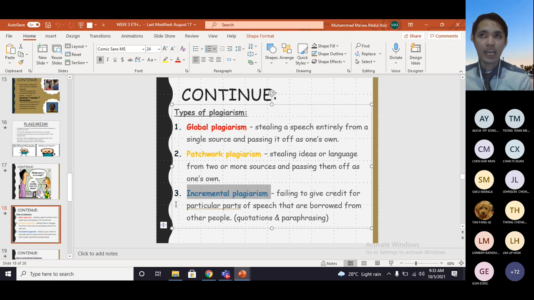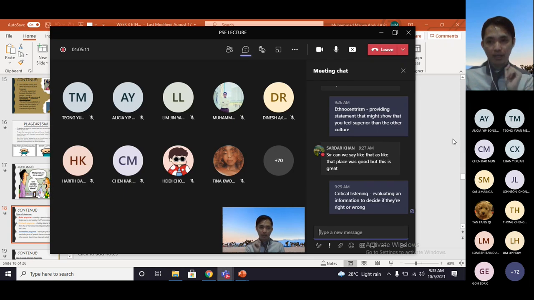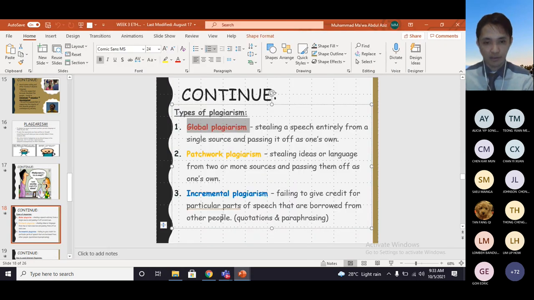Incremental plagiarism is just accidental plagiarism. You forgot to give credit to the sources. So for this class, we are going to use these 3 types of plagiarism. Accidental plagiarism is correct. That is basically another name for incremental plagiarism as an example. Okay, direct plagiarism is also another name for global plagiarism. But in this class, we are going to use these 3 terms if it turns out in your class test. So make sure to remember, if we are talking about plagiarism, it's these 3.